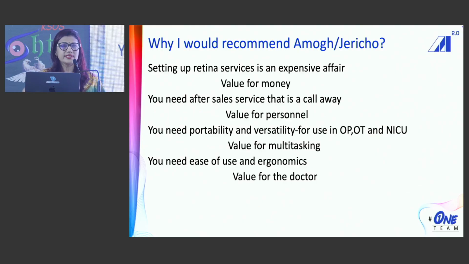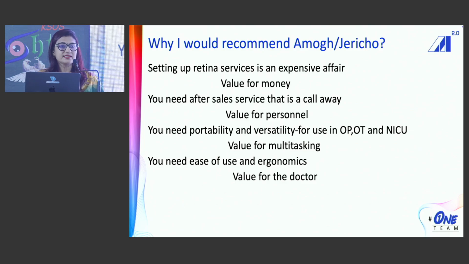And I have been using it for the last 20 years now, and the after-sale service is very, very commendable. You just pick up the phone and they will tell you at least when they are reaching, and the service is done very, very fast.